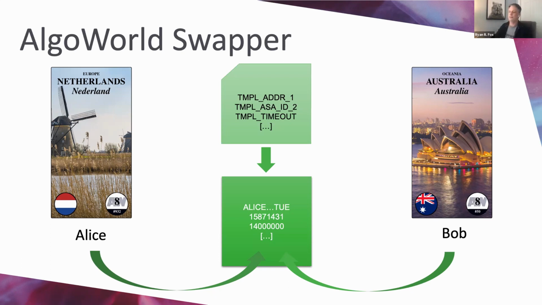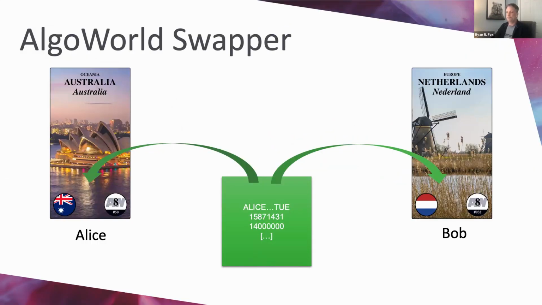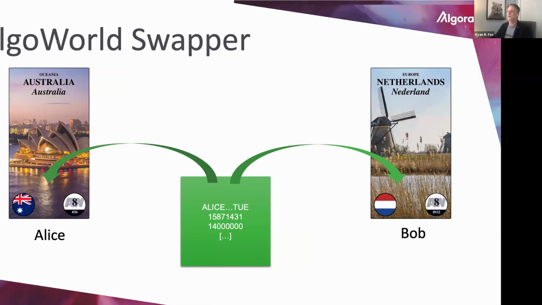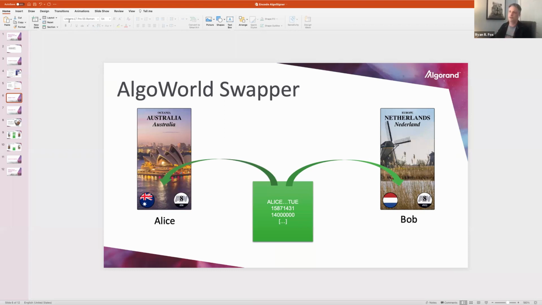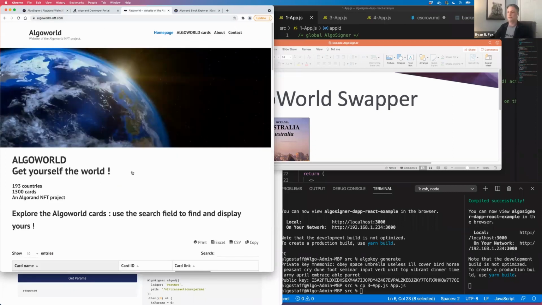Then they will both go out. All right, so that is the idea. This is based on something that's actually running on Mainnet right now, which is called AlgoWorld NFT. They've got a nice website, AlgoWorld-NFT.com. The author, Matt, was on our developer office hours a couple of weeks ago, if you're interested to see kind of what that's about.